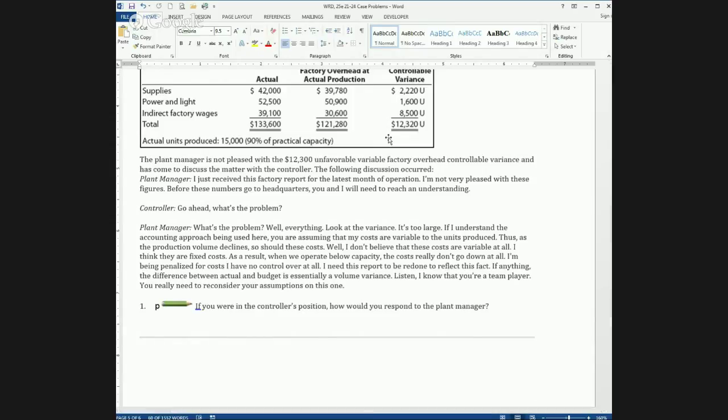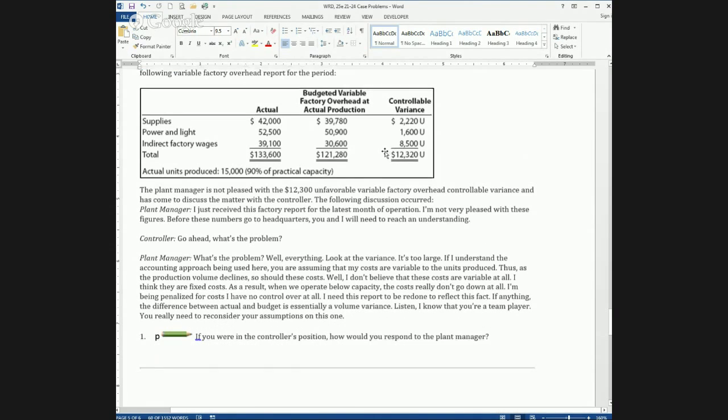Based on your understanding of how to calculate variable overhead controllable variance and fixed overhead controllable variance, does that justification that comes from the overhead department make sense? In other words, put yourself in the shoes of the controller, and would you buy that justification that the unfavorable variances that you see in this overhead report are caused by fixed costs being mistakenly rolled up into this variable cost report?